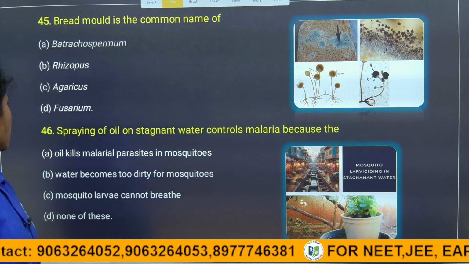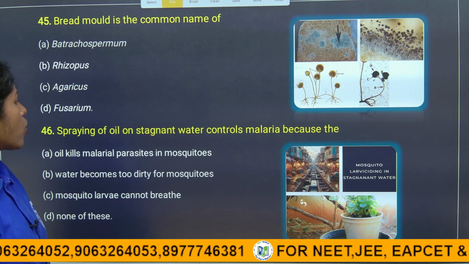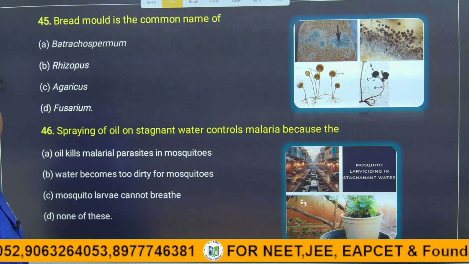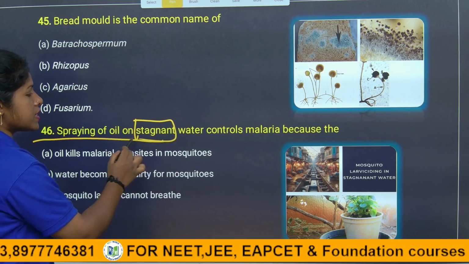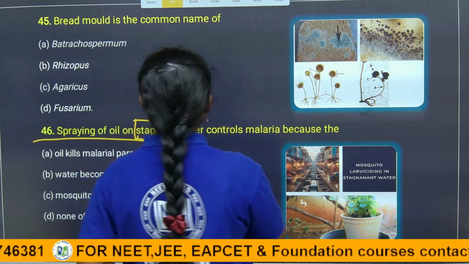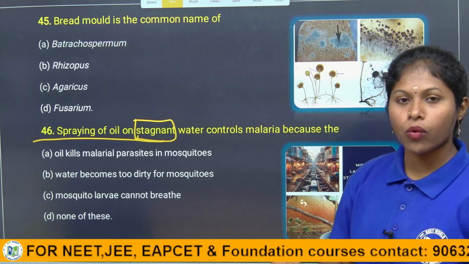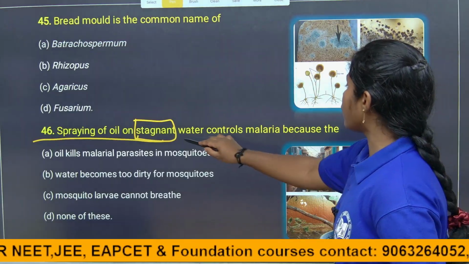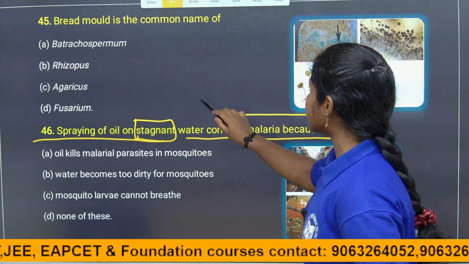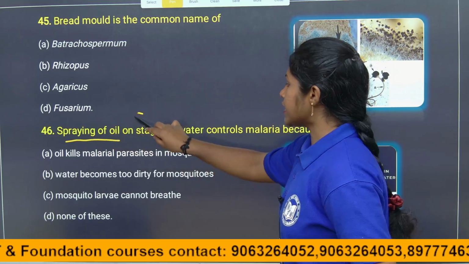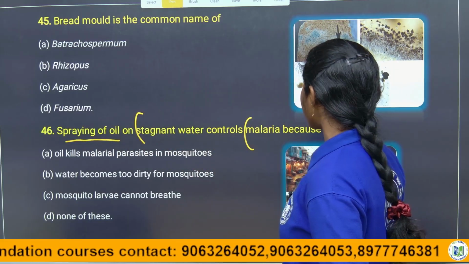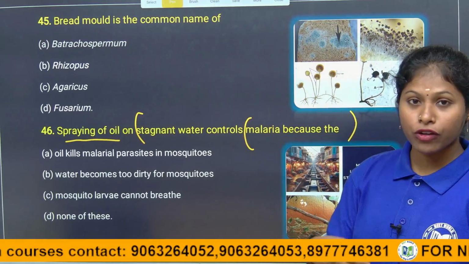Coming to the next question: spraying of oil on stagnant water controls malaria because of. They are asking about spraying oil on stagnant water, which is left standing over a period of time, and how it controls malaria. Why are they saying this statement? What is the relationship between malaria and stagnant water, and spraying oil on it?